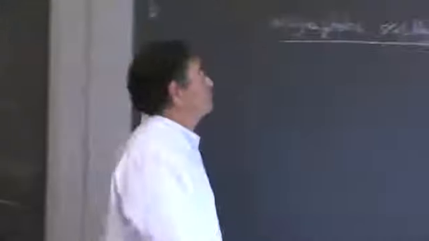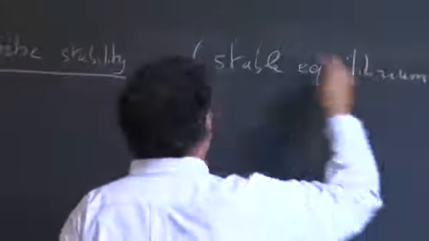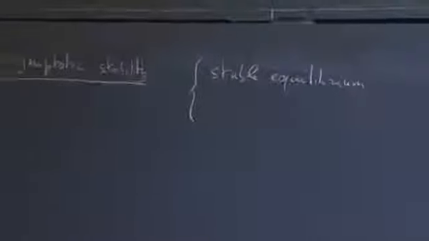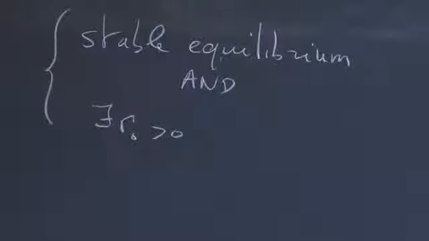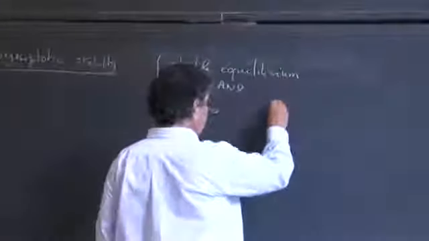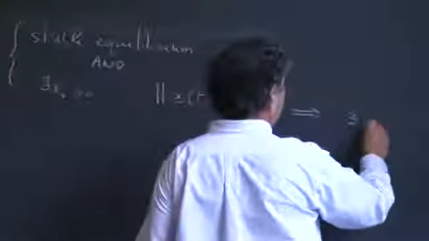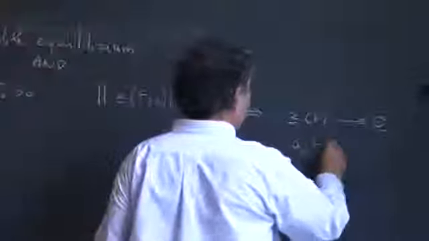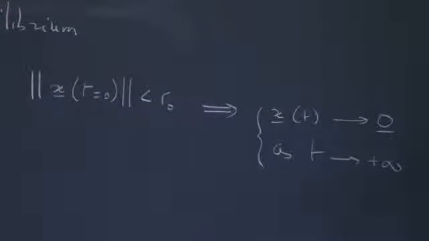So asymptotic stability of an equilibrium says that this equilibrium is stable in the sense we just defined, and there exists some number, let's call it R0, which doesn't depend on big R, it's just a number, maybe 17, such that if the norm of x at t equals 0 is less than R0, then x of t tends to 0, the equilibrium, as t tends to infinity.